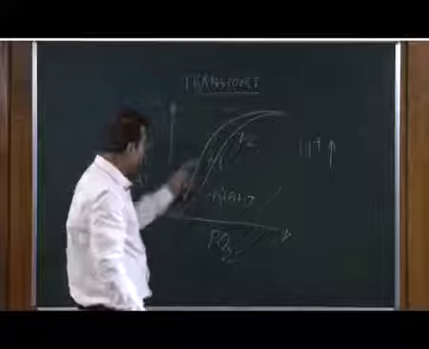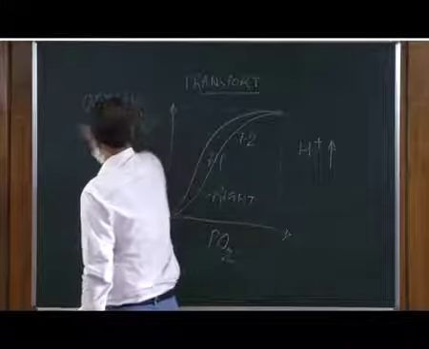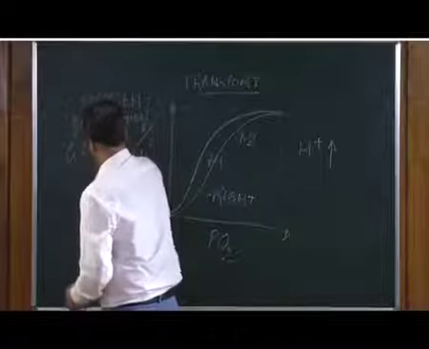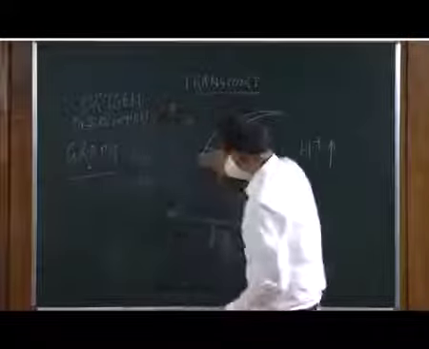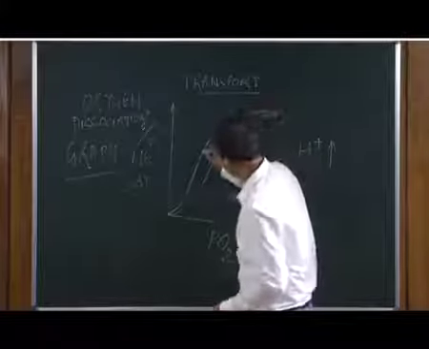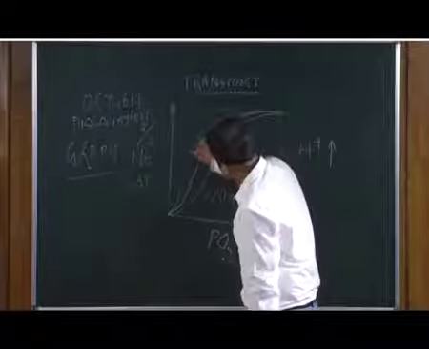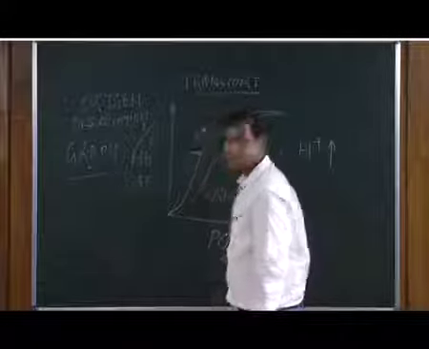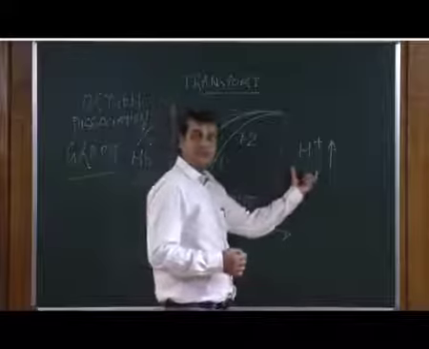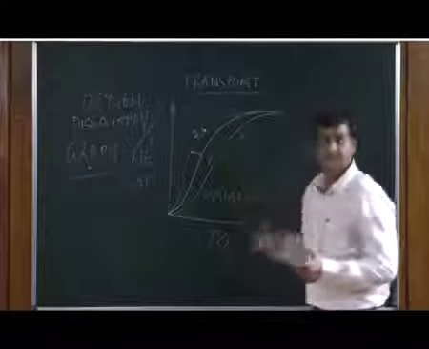This graph is called the oxygen dissociation graph. This oxygen dissociation graph shifts towards the right side, and the opposite is also true when there is an increase in pH. If the pH increases to about 7.6, the whole graph shifts towards the left side. This shifting depends upon the H plus ion concentration, and this phenomenon is very important in order to understand the actual oxygen carrying capacity in the lung.